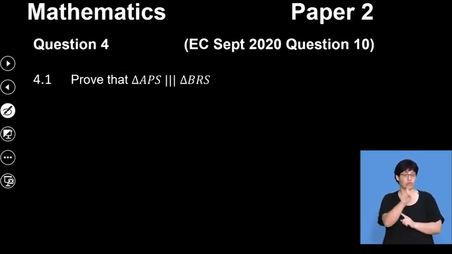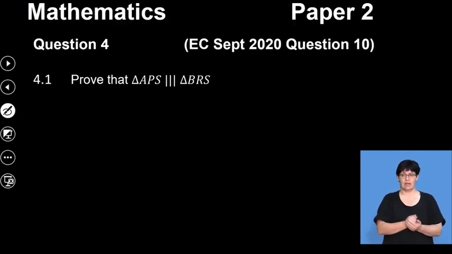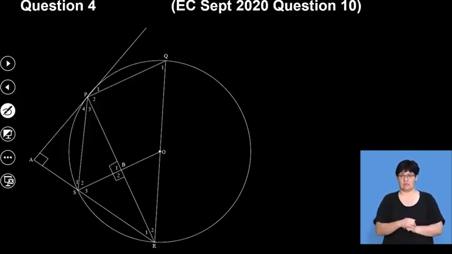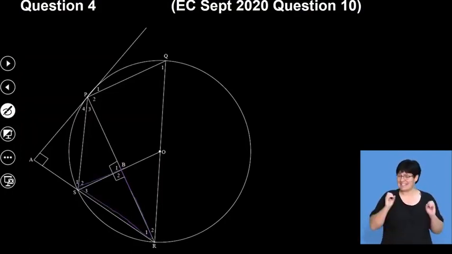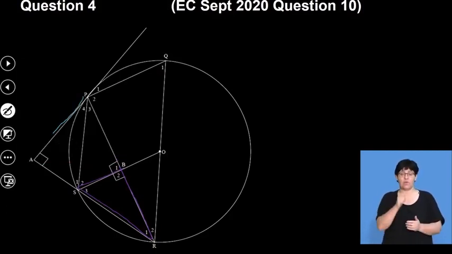And the first question is that we want to prove that triangle APS, which is this triangle over here, is similar to triangle BRS. So BRS is this triangle over here. So we don't have any information about the sides of these triangles, so we're going to have to prove the similarity using the fact that they're equiangular. So that's what we're trying to show, that they're equiangular.